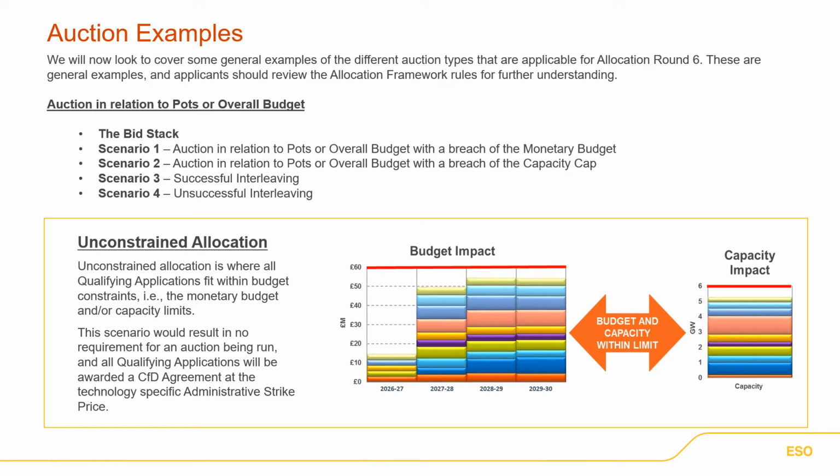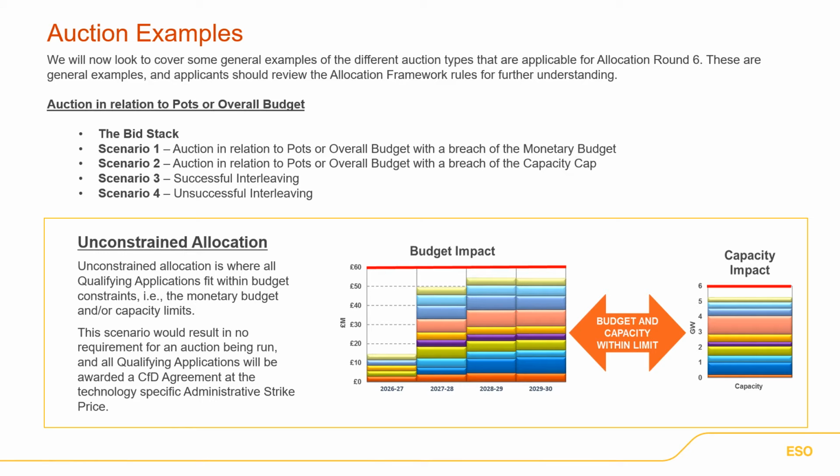You can also refer to the Allocation Round 5 materials, which are published on the EMR portal in the Round 5 document area. We covered some of the possible auction scenarios for Allocation Round 5 in relation to the Allocation Round 5 budget notice, and this may be helpful to applicants. So firstly, before we move on to the interactive examples, we will look at unconstrained allocation.